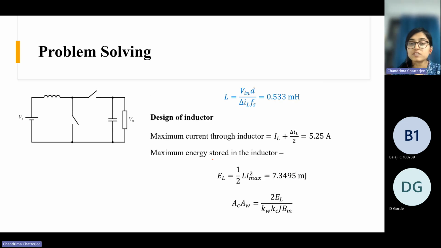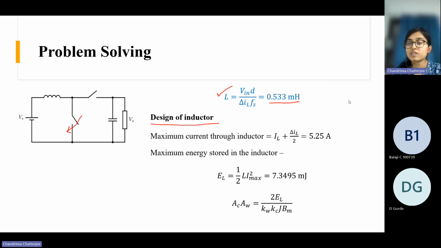Now if you see this equation, when the switch is on, V in comes across the inductor, so V in D by del IL Fs. We already discussed this numerical when we were discussing buck converter and boost converter in that tutorial session. So from this we can find out the L value, 0.533 millihenry. So now we have the inductance value. Now we can proceed to the design part.